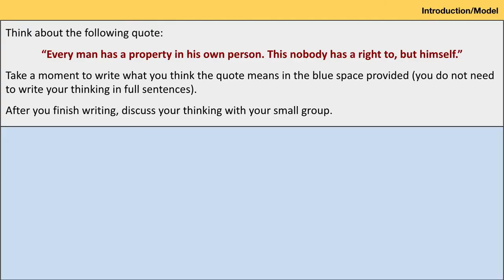To start, think about the following quote. Every man has a property in his own person. This nobody has a right to but himself. Take a moment to write what you think the quote means in the blue space provided. You do not need to write your thinking in full sentences. After you finish writing, discuss your thinking with your small group. You may wish to pause this video now to jot down your thoughts.